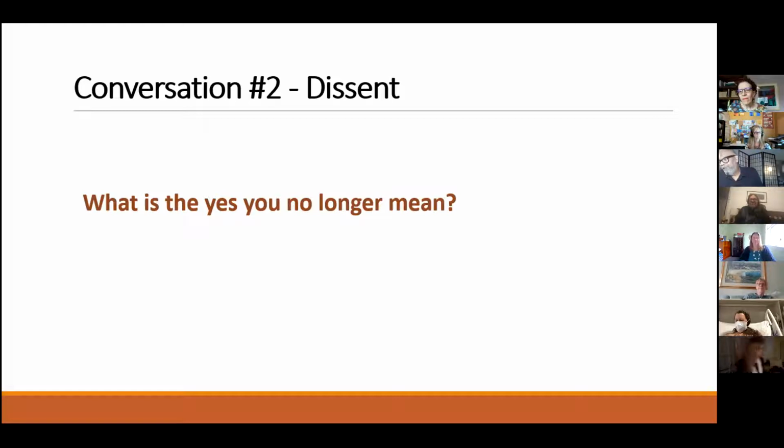But we want to give people the opportunity to say no. We want people to have choice. Choicefulness is important in a structure of belonging. And so that's the question.